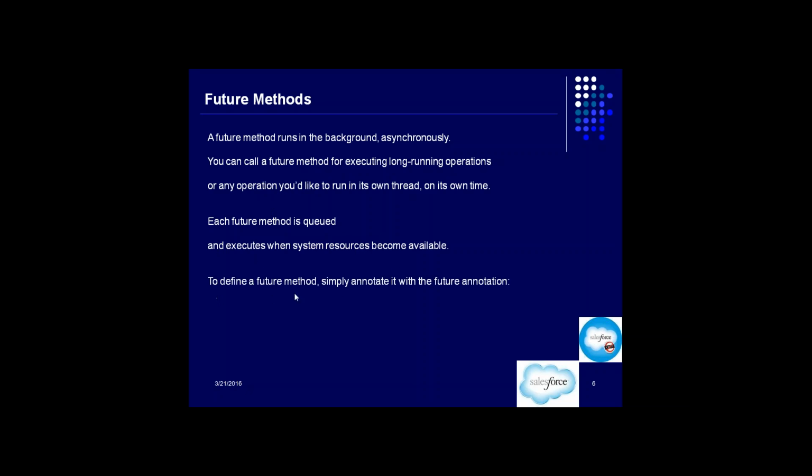To define a future method, you simply need to annotate it with the future annotation. So all that you need to do to make a method a future method is to use the @future annotation.